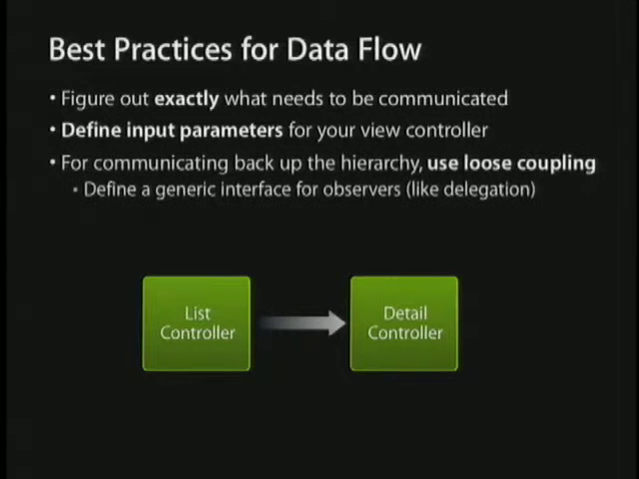From here, let's say we want to communicate back up the hierarchy. So the detail controller wants to say to the list controller, hey, something happened that you might want to know about. So try to use loose coupling here. Rather than having the detail controller know anything about its parent, define a generic interface. And I'm going to show you a great example of this in a little bit. What you can basically do is provide a way for the list controller to say, hey, I care about certain things that are going to happen. And when they happen, here's a pointer to me. You can tell me about it. So then with the detail controller, something interesting happened. It's able to pass that back without knowing too much about what's going on.